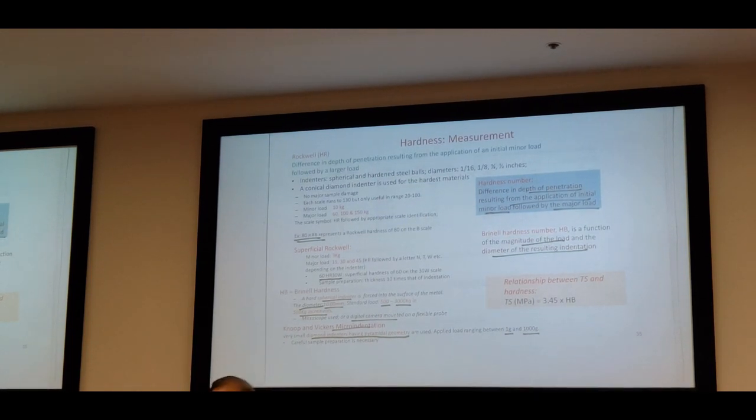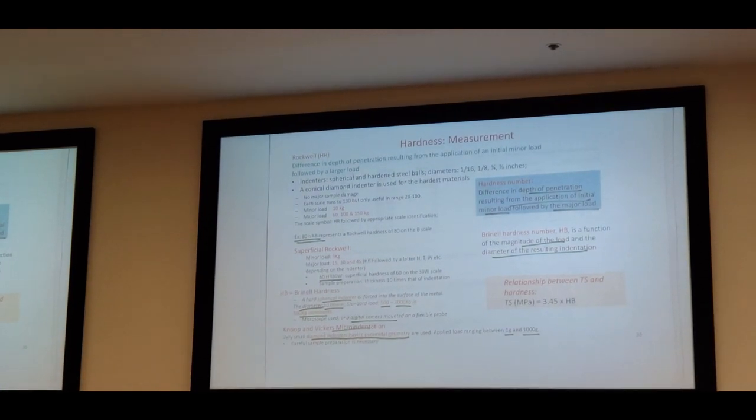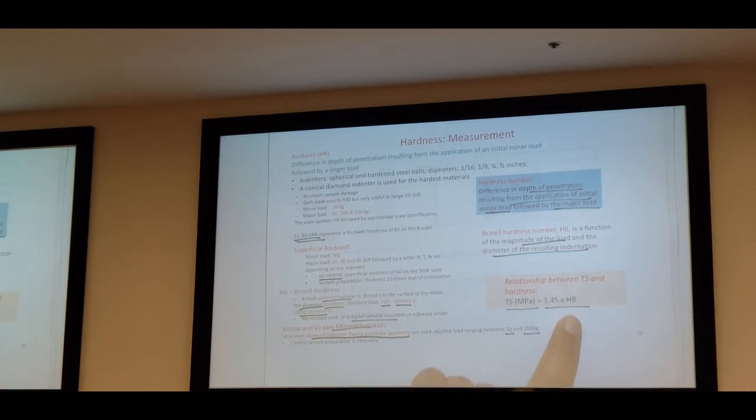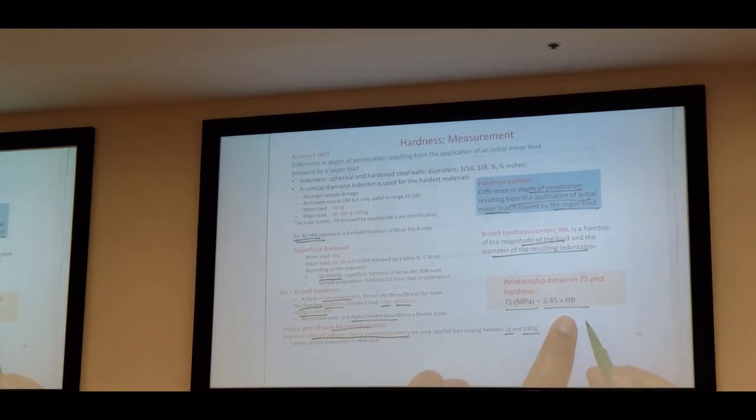Okay? They are related, and the relationship is: the tensile strength in megapascal is equal to 3.45 times Brinell hardness. Okay, this is a relationship between tensile strength and Brinell hardness. 3.45 times HB.